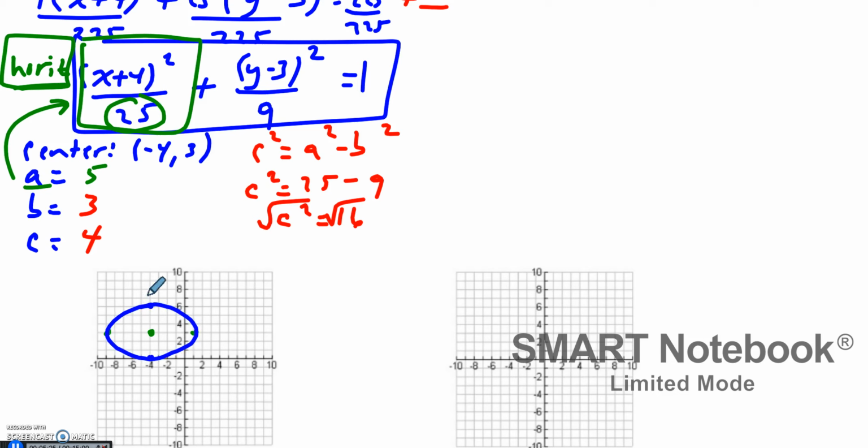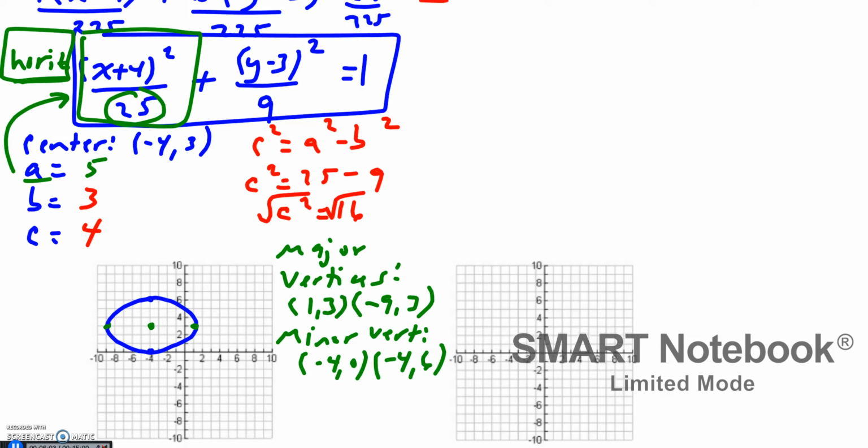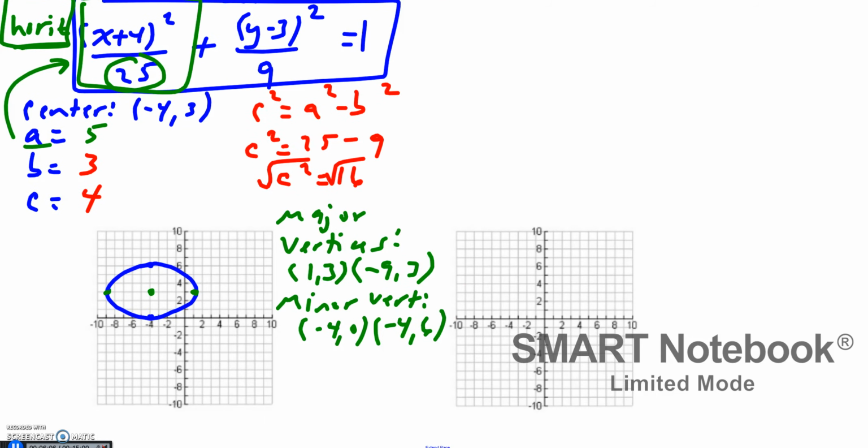Okay. What we could also find is the foci, but just to be 100% clear, my major vertices are going to be on the horizontal axis. Those 2 points ended up being at 1, 3 and negative 9, 3. My minor vertices were on my minor axis, which was vertical, and those 2 points are right here at negative 4, 0, and up here at negative 4, 6. So just to be 100% clear, this is what we did in class, just again, helping you out.